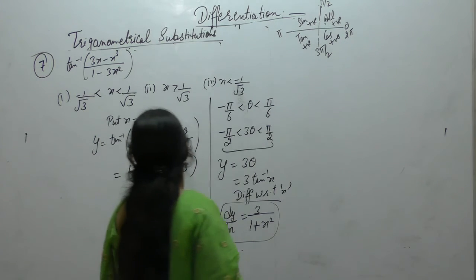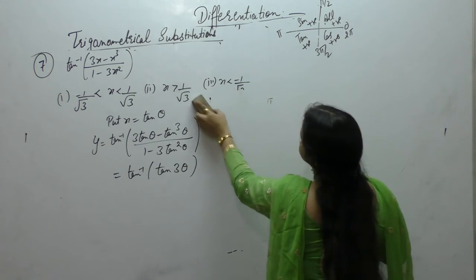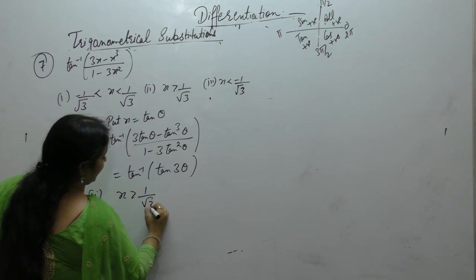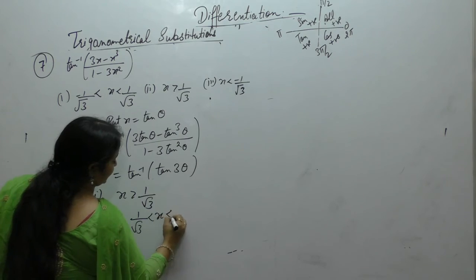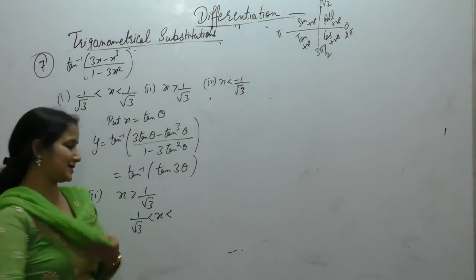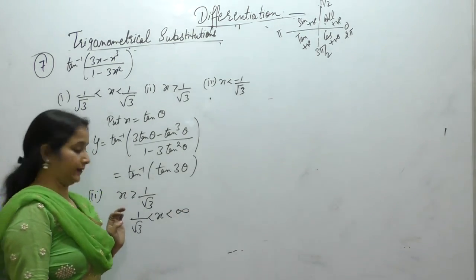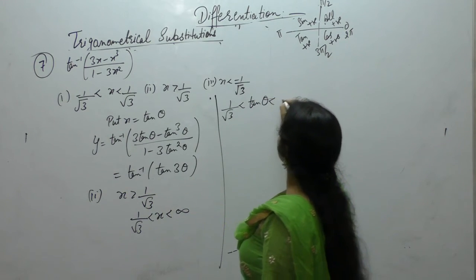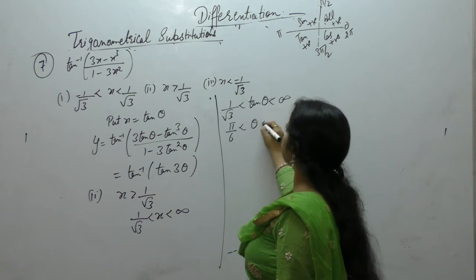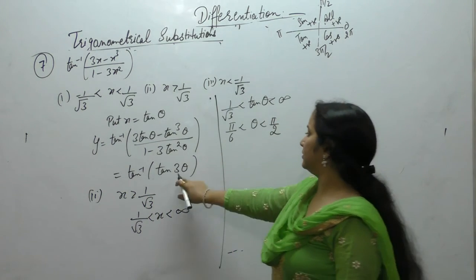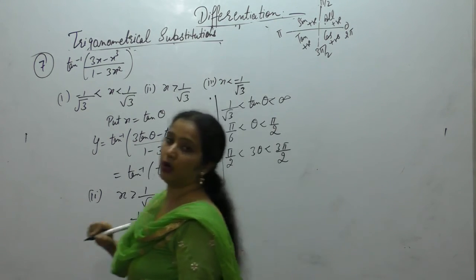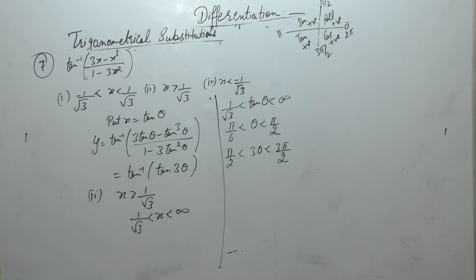Now the second case. Second case is x is greater than 1 by root 3, that will be definitely less than infinity. Now x is tan theta. So 1 upon root 3 less than tan theta. 1 by root 3 is value of tan pi by 6. Now multiply by 3. 3 theta, 3 pi by 2. Now for the angle of tan, the limit should lie between minus pi by 2 to pi by 2.